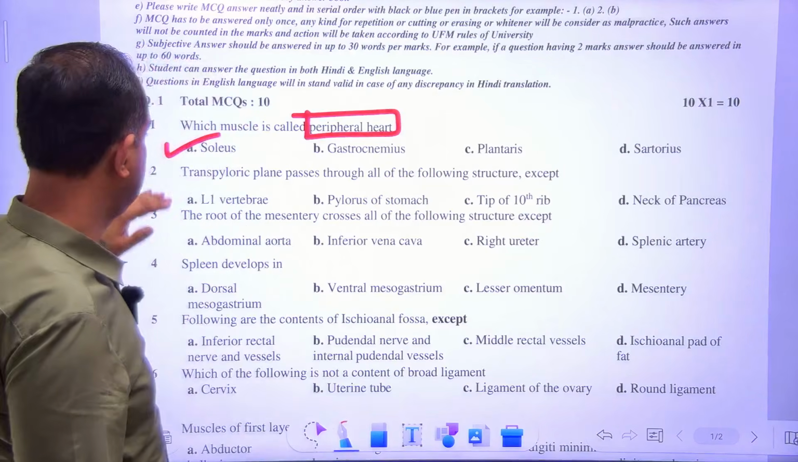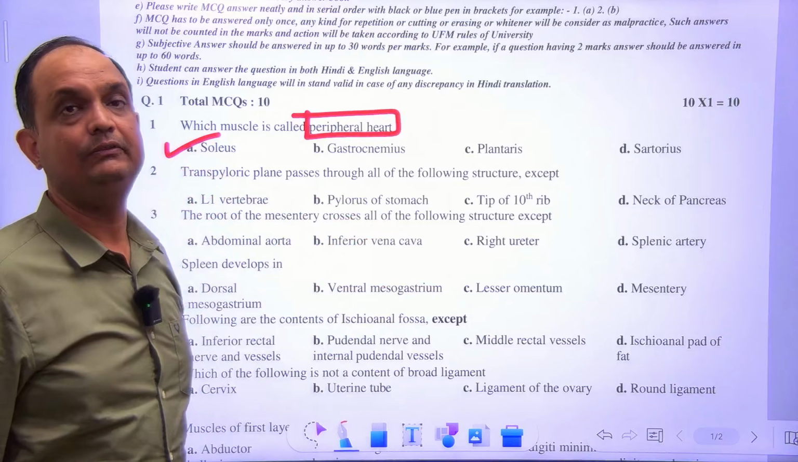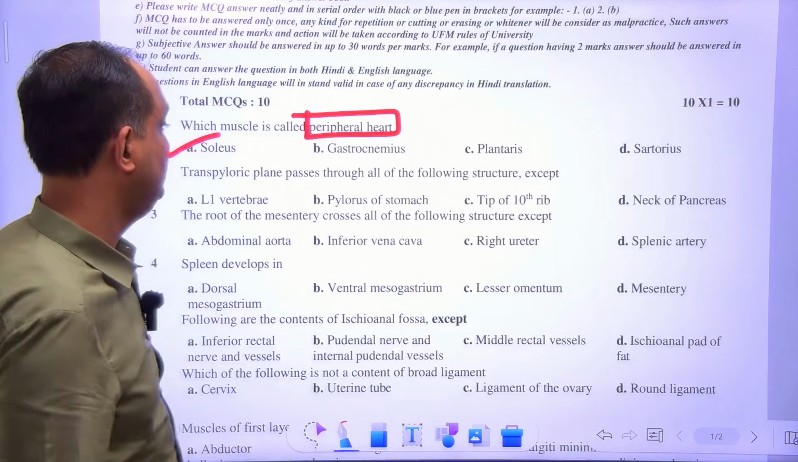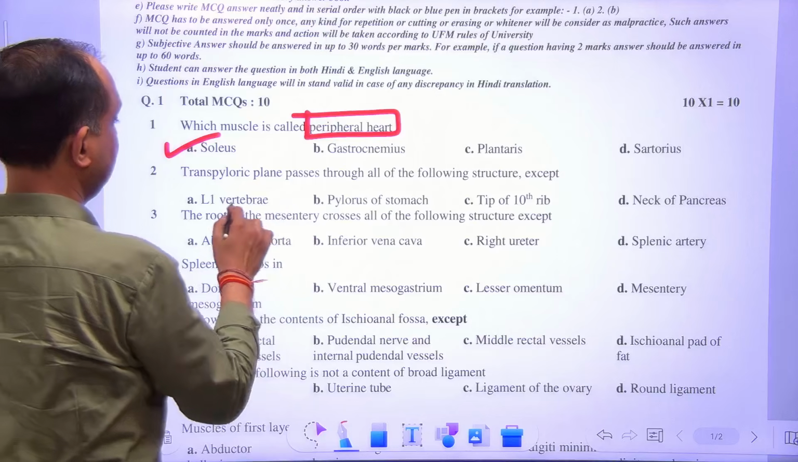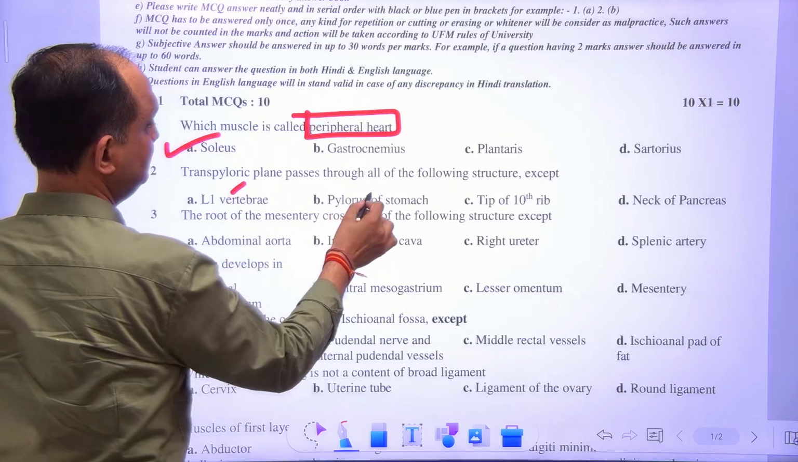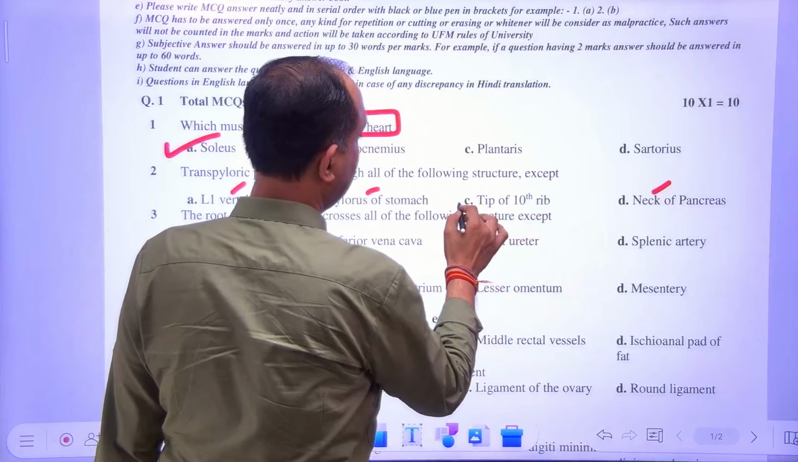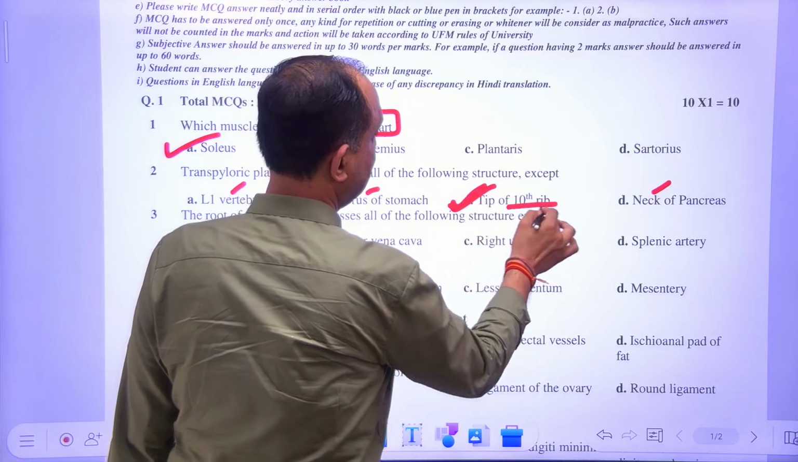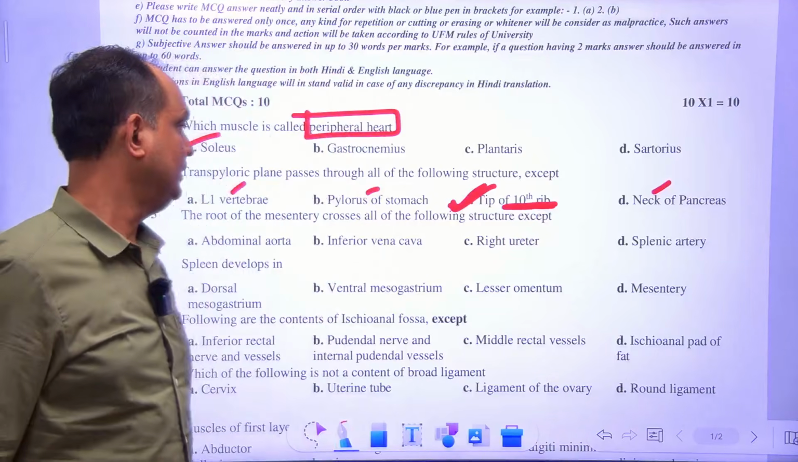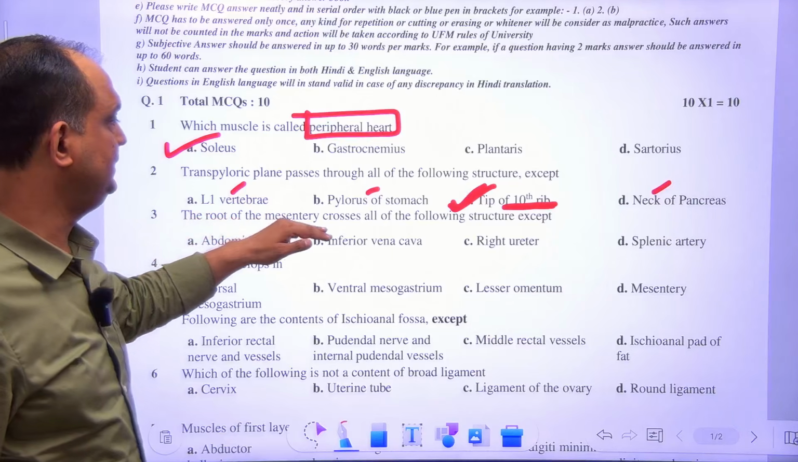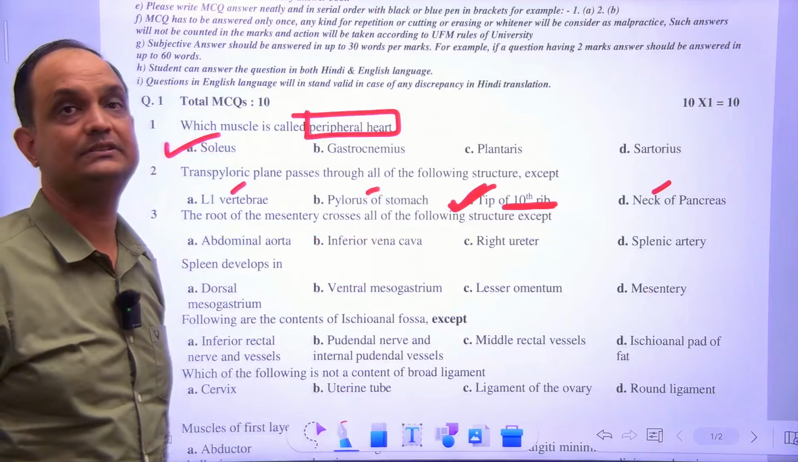So dear students, this question comes from the abdomen, and when you will have the transpyloric plane, you have to keep in mind that it passes from the L1 vertebrae, it passes through the pylorus of stomach, it passes through the neck of pancreas, but not from the tip of 10th rib. So answer C. Now the next question is the root of mesentery cross all the following structures except.